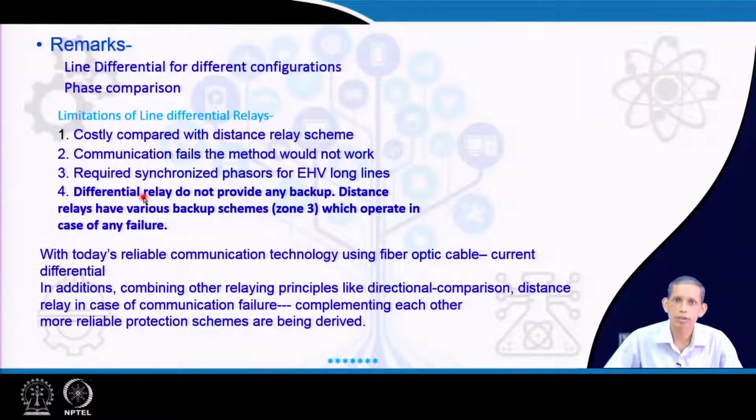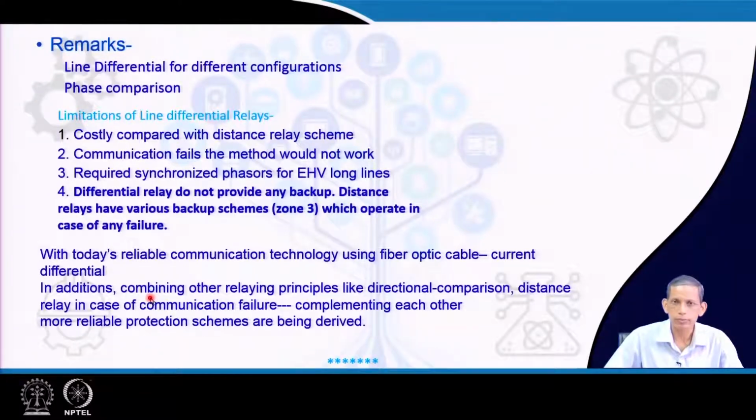Whereas, in case of distance relay, even with the overcurrent relay, we have a backup protection arrangement. Distance relays have various backup schemes including zone 3, and there is no extra cost for it, as it uses only local information. So, those are the limitations of line differential, but with today's reliable communication facilities using fiber optic, current differential applications are becoming increasingly numerous.